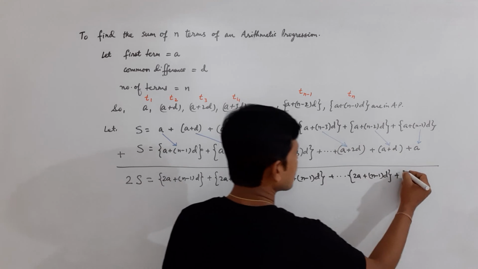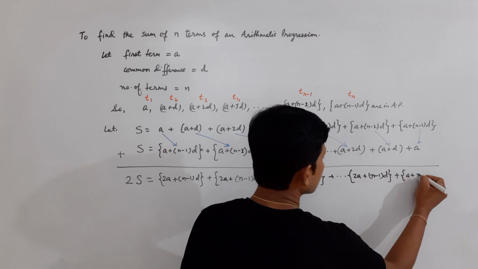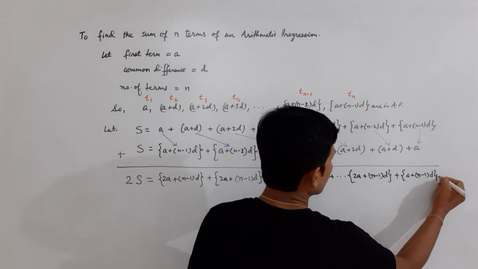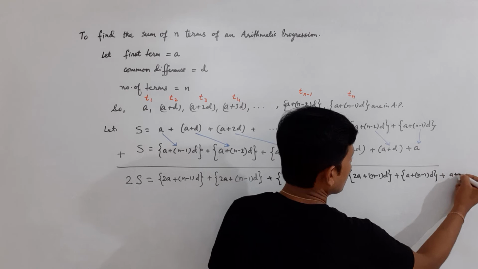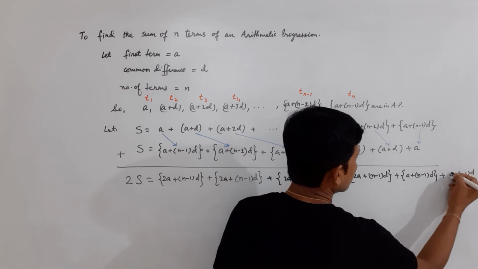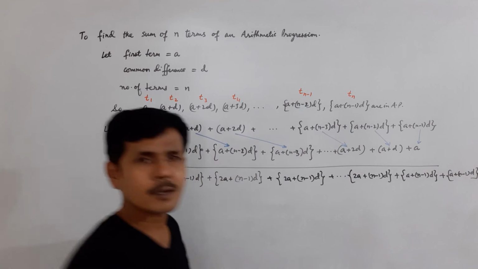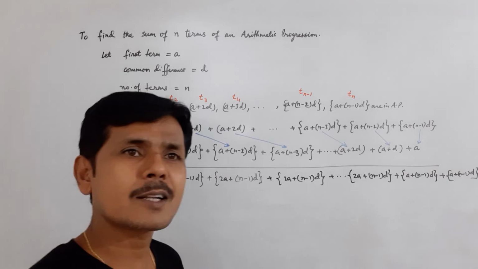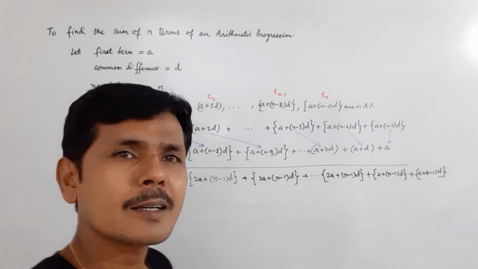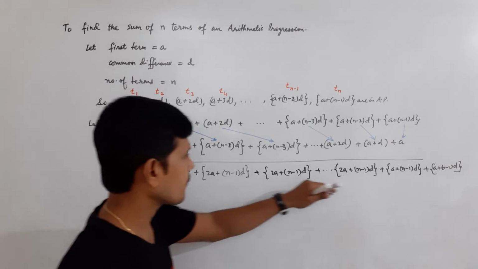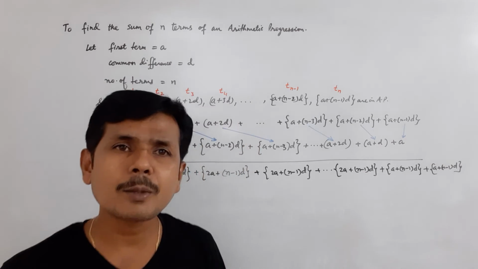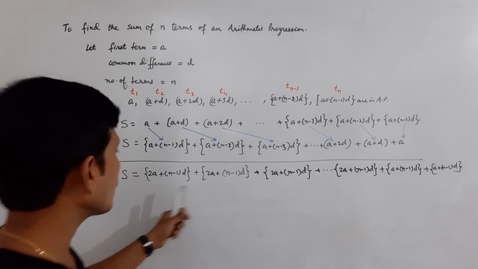Likewise, when I add this up, I get A plus (n minus 1)D. And last, when I add up with this, what I'll get is A plus (n minus 1) times D. Now you can see that in all the places you have the same values. Now can you tell me how many terms are there altogether?